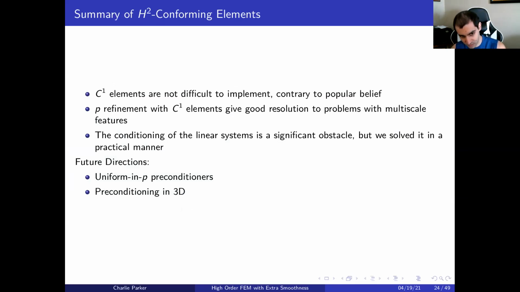So natural future directions are, well, can we construct a uniform p preconditioner? The preconditioner right now is non-overlapping, and that's in some sense the best you can get with non-overlapping. So if you now allow for overlapping preconditioners, then we can probably get something that's uniform in p. And then the obvious step is also, can you do this in 3D, where basically every inequality used in the proof no longer holds, or at least not in a reasonable way anymore.